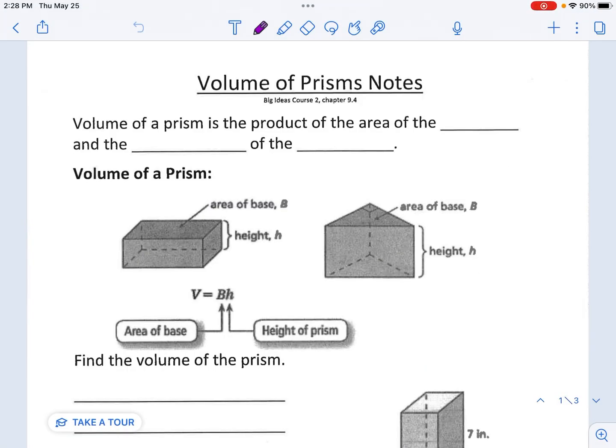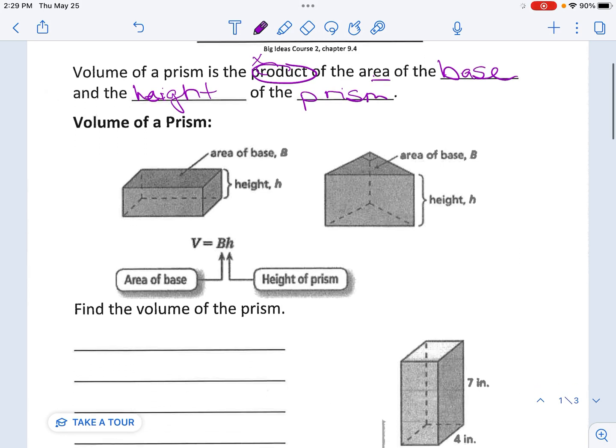Hello, today we are going to discuss how to find the volume of prisms. The volume of a prism is the product of the area of the base and the height of the prism. So it is the area of the base times the height.